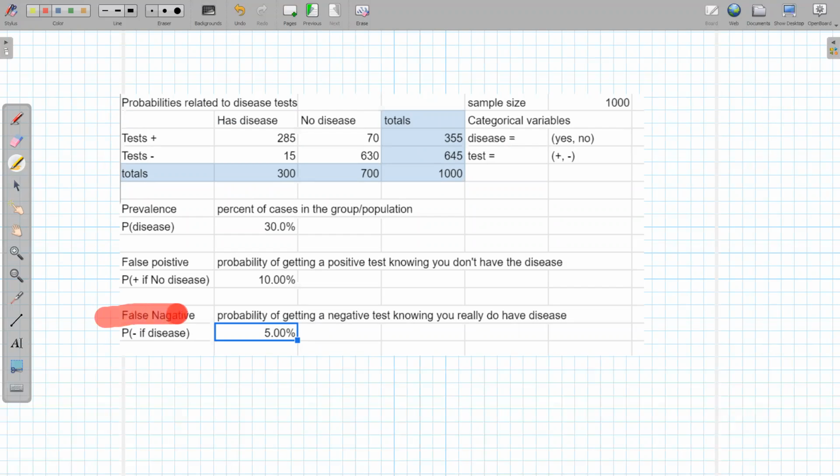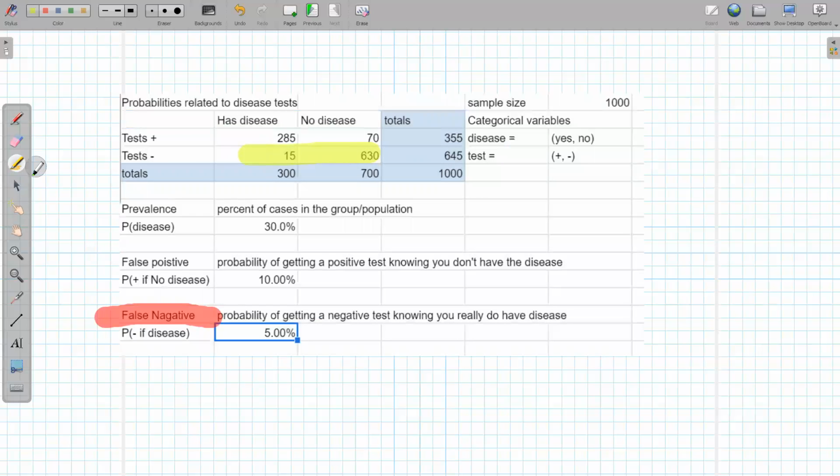False negatives. So someone tested negative, right? So I need that. So negative tests are over here. So 15 people tested negative here, and these 630 also tested negative. Now, negative should mean you don't have the disease. So the 630, those are the true negatives.